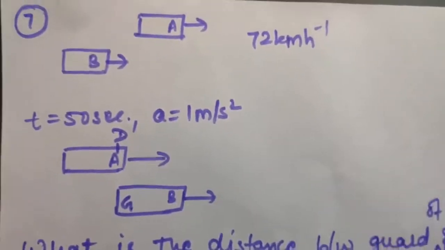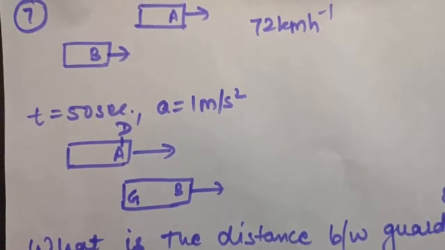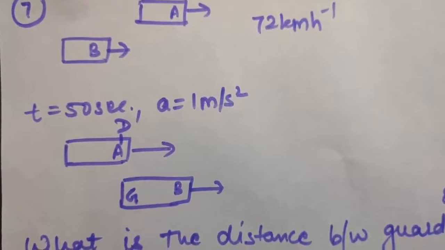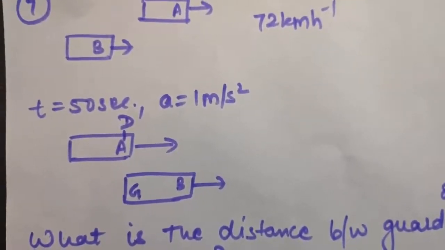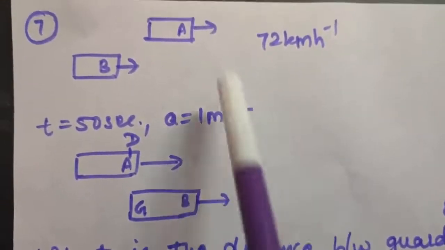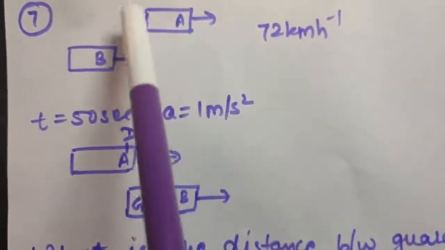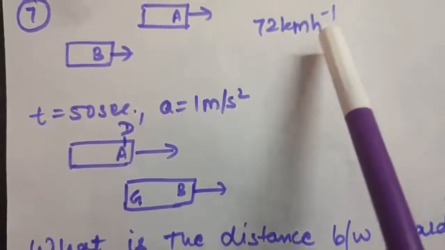Okay, so the next question is question number 7, and the question says two trains A and B of length 400 meter each are moving on two parallel tracks with a uniform speed of 72 km per hour in the same direction with A ahead of B. That means there are two trains A and B. They are traveling in same direction, but A is ahead of B and they are traveling with same velocity, which is 72 km per hour.